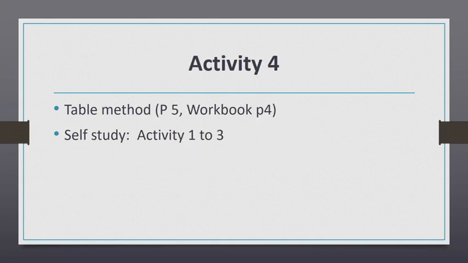So let's look at activity 4. This is the table method, and in your activity book that will be on page 5, and in your workbook it will be on page 4. Then the nice thing about these revision activities, there are 3 activities that you can attempt on your own, and there will be a solution so that you can check yourself. So please do the other activities on your own as part of the revision. Okay, let's do activity 4.